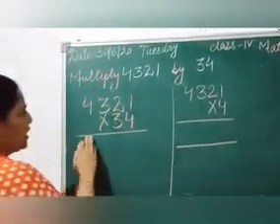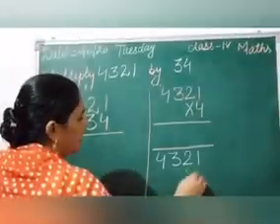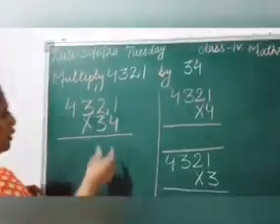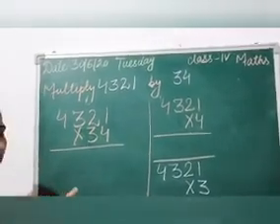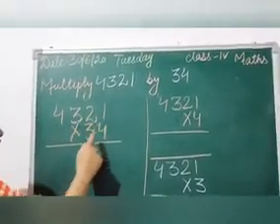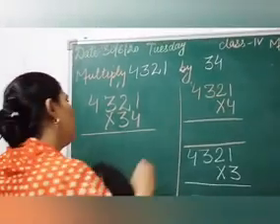In the second product, 4,321 multiplied by 3. Here two digits are there. Firstly 4,321 it will be multiplied by 4. Then 4,321 it will be multiplied by 3. Now see how to multiply.